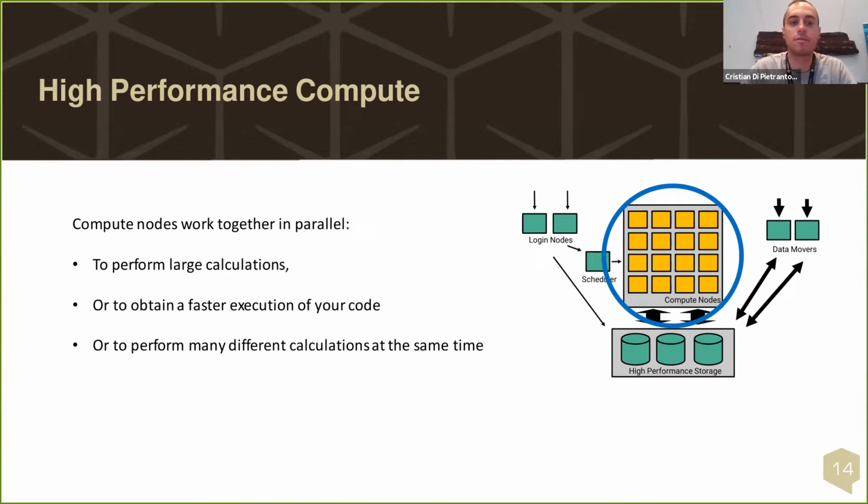Or you may simply want to obtain the results faster, and so again you divide your problem across the compute nodes to obtain a faster execution. And a third way is when you have several computations to perform, several programs to run, and then you may run these programs at the same time on different compute nodes. So there are different patterns through which a supercomputer can be used.